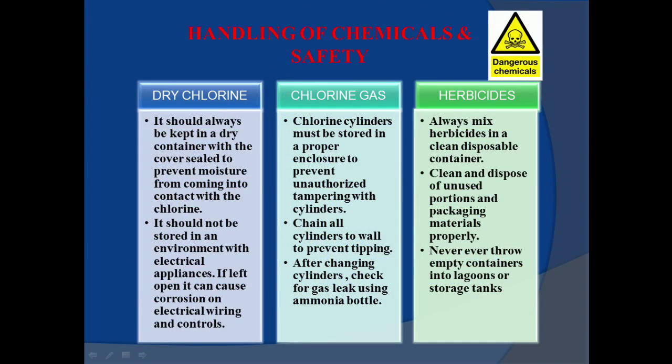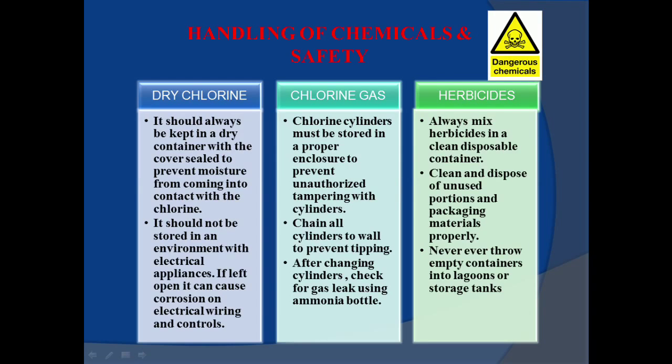When dealing with wastewater treatment plants, the two most commonly used chemicals are chlorine and herbicides. Chlorine is used mainly for disinfection of the effluent, whereas herbicides is used for weed control.